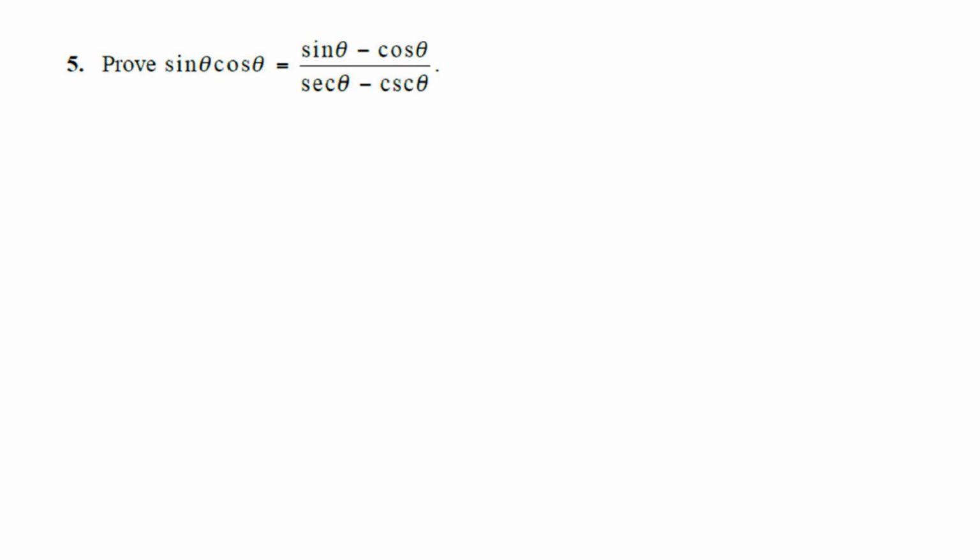Prove sine theta times cosine theta equals sine theta minus cosine theta divided by secant theta minus cosecant theta. All right, so this is the more complicated side. So that's what we're going to be working with. So sine theta minus cosine theta divided by secant theta minus cosecant theta. And I want it to be equivalent to sine theta cosine theta.